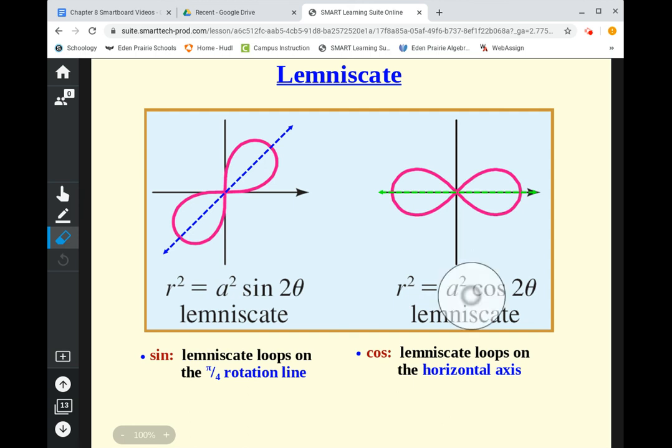But if it's the cosine, then the lemniscate loops on the horizontal axis, or on the x-axis. Remember, the cosine is your x. It's on the x-axis. The sine is a little bit different. It's not on the y-axis, not straight up and down, but it's on the pi over 4 rotation line. All right. Here's a couple examples.